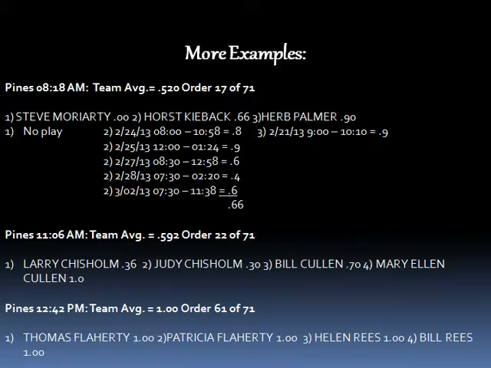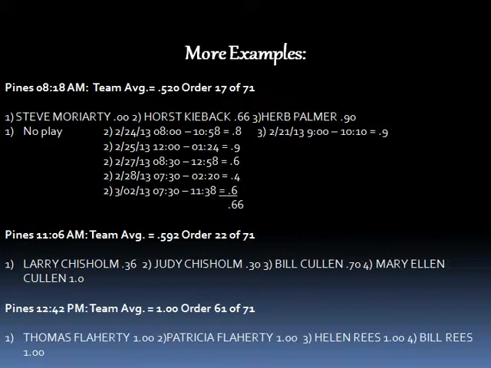If we continue on down with our other examples, and I won't bore you with all the details, you'll notice that the 11:06 time had a team average of 0.592. They were 22nd out of 71 in their placement order. Mr. Chisholm had 0.36, Mrs. Chisholm had 0.3, Mr. Cullen 0.7, and Mrs. Cullen a full 1 point. And again, you divide that out by 4, and they come up with the 0.592 ranking.